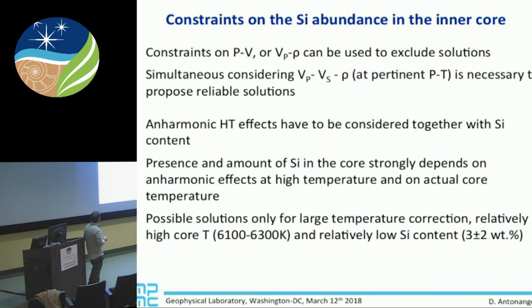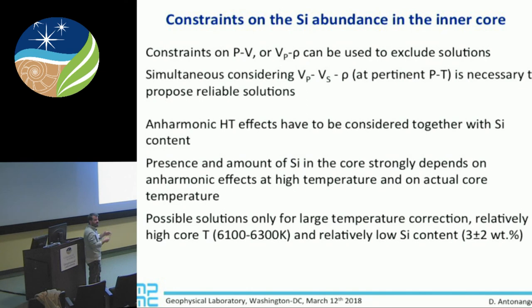So, which kind of constraint can we put on the inner core? From a methodological point of view, constraints coming only from pressure and volume, that is from diffraction, or compression velocity and density, can be used to exclude solutions.